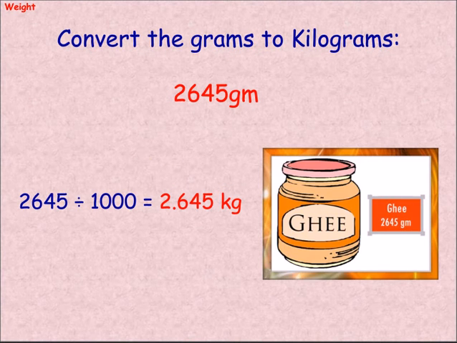Convert the grams to kilograms. 2645 grams. 2645 divided by 1000 equals 2.645 kilograms.